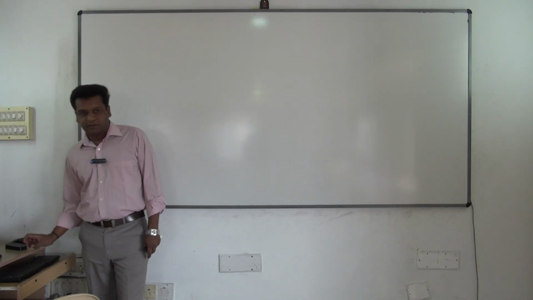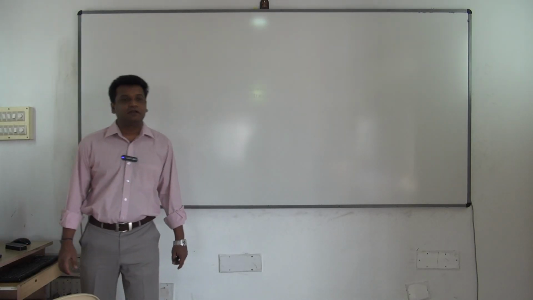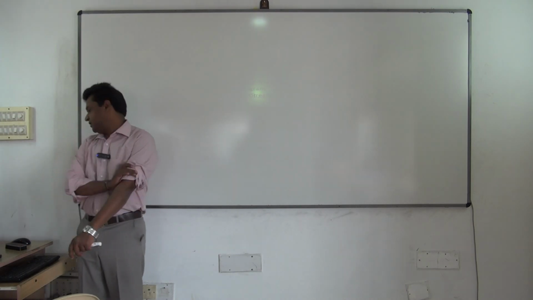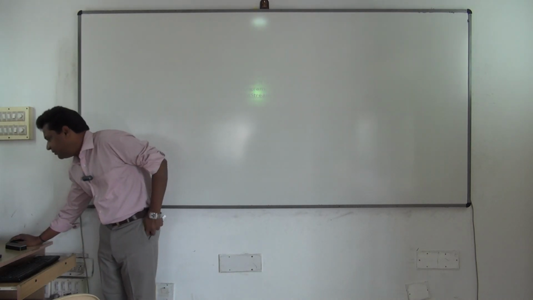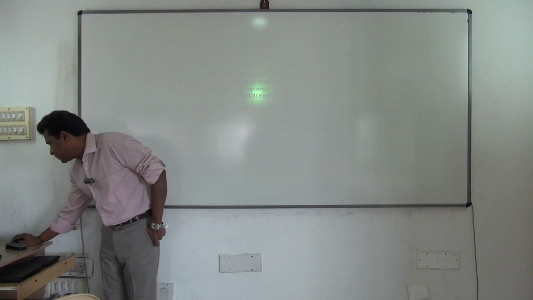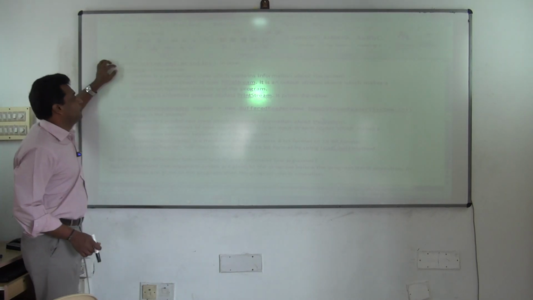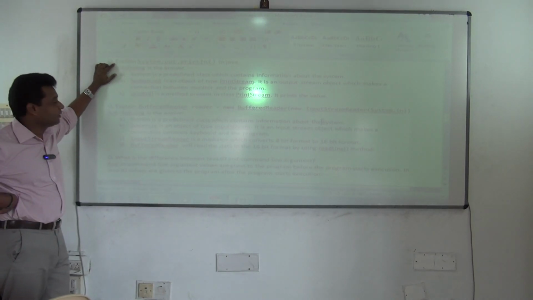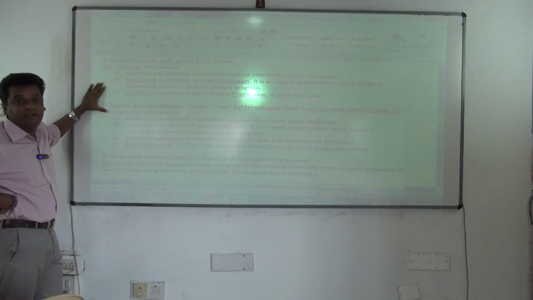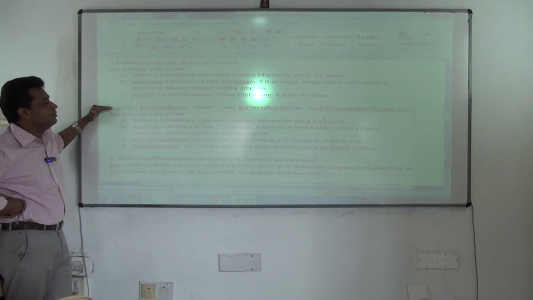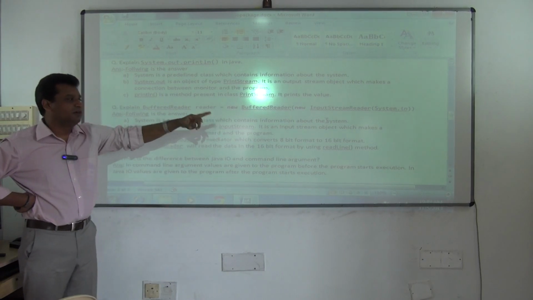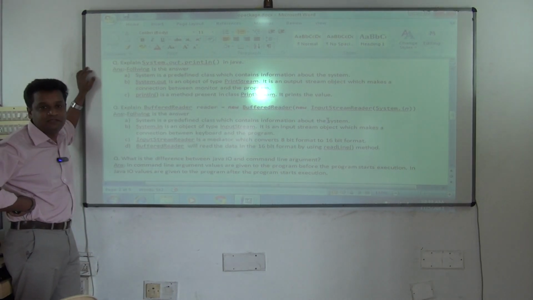Okay, in the last class I had explained the BufferedReader, but I think I had not given you the notes for it. You can take it down. I explained what is System.out.println and BufferedReader. So BufferedReader br = new BufferedReader(new InputStreamReader(System.in)).